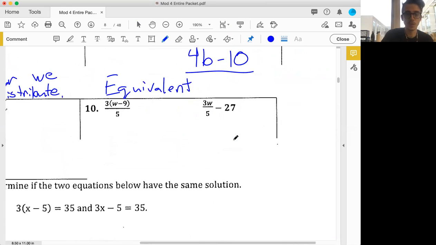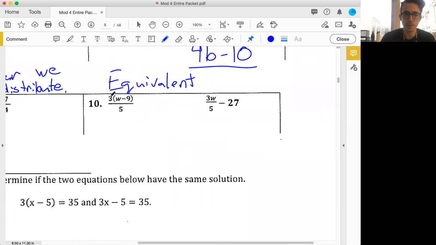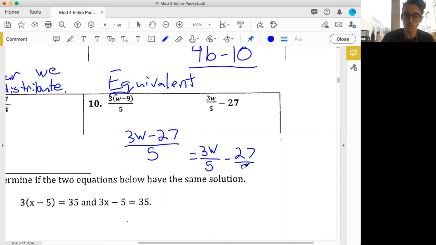There you go. Down here on 10 is a little tricky, but I'm just going to distribute 3 in to the top, which gets you 3w minus 27 all over 5. And so this is an interesting one because we have these 2 terms up here and they have this one denominator of 5. So we can actually separate this and say that this is 3w over 5, but then deducting 27 over 5. And so really ask yourself, are these the same thing?